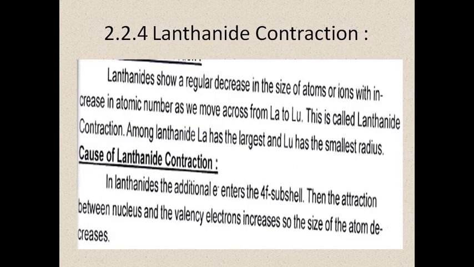Coming to the lanthanide contraction, lanthanides show a regular decrease in the size of atoms or ions with increase in atomic number as we move across from lanthanum to lutetium. This is called lanthanide contraction. Among lanthanides, lanthanum has the largest and lutetium has the smallest radius. Coming to the cause of lanthanide contraction, in the lanthanides the additional electron enters the 4f subshell. Then the attraction between the nucleus and the valence electrons increases, so the size of the atom decreases.